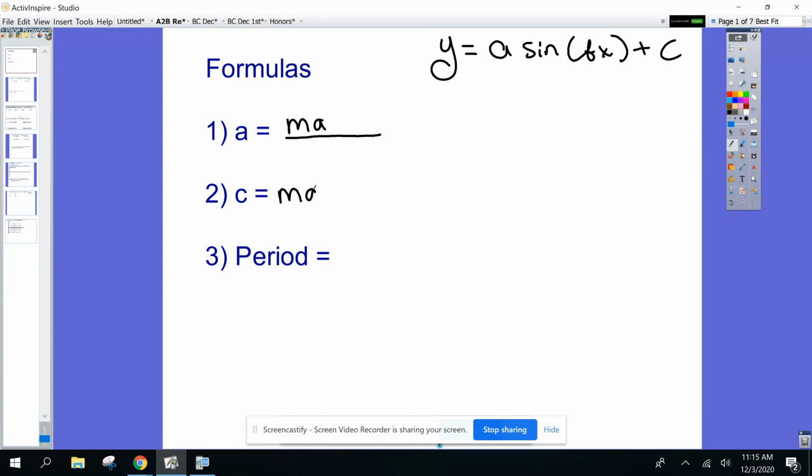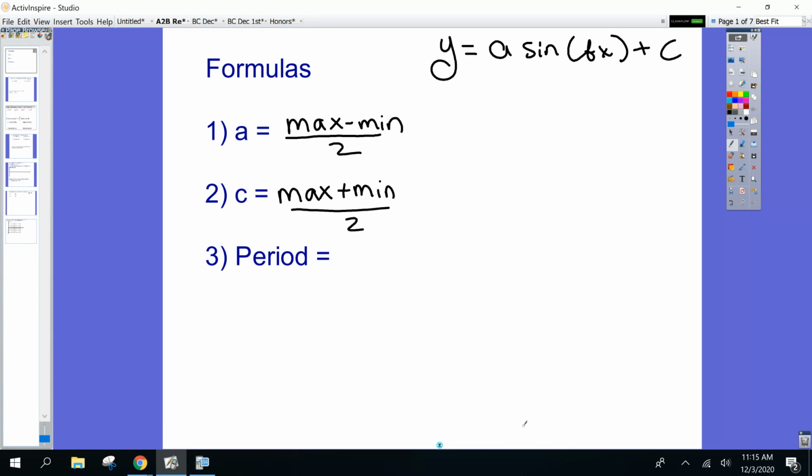Let me do this. That's the C value. When you add them and divide by 2, that's the C value. So when I find the A value, I want to do what instead? Max minus min. There you go. Max minus min over 2. Now I know Isaiah won't make that mistake tomorrow. Make sure you subtract to find the A, add them to find the C.